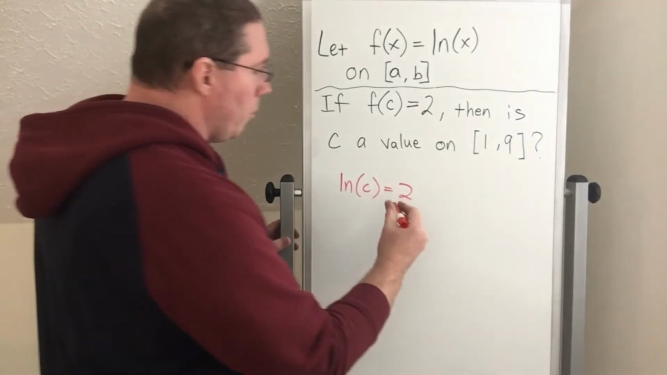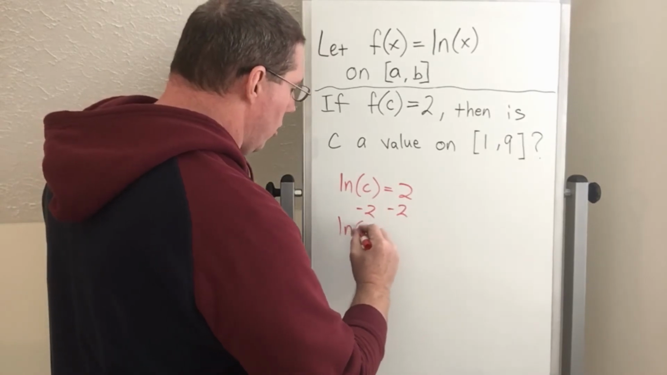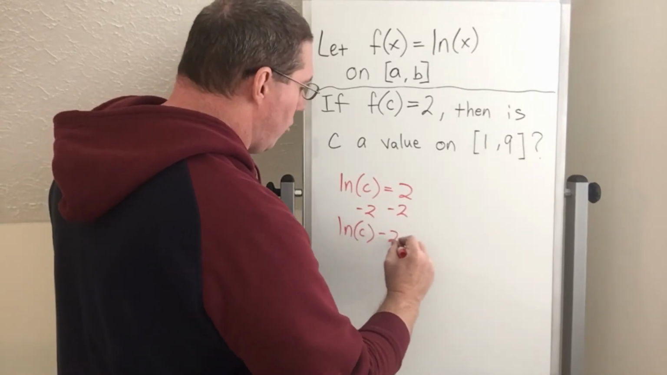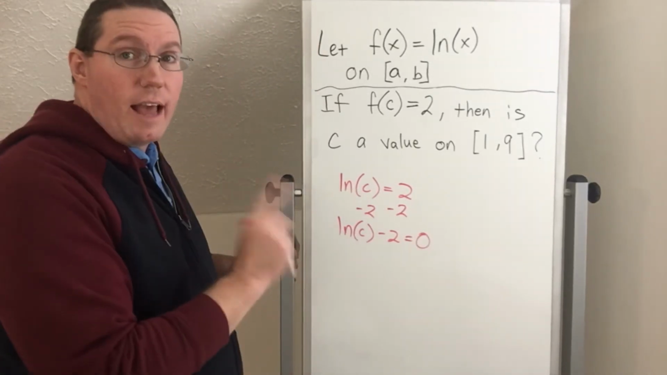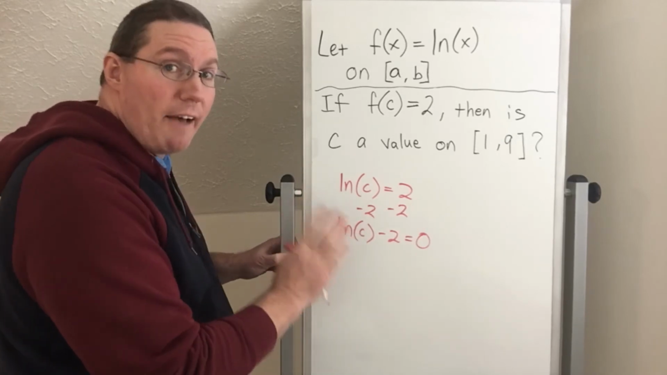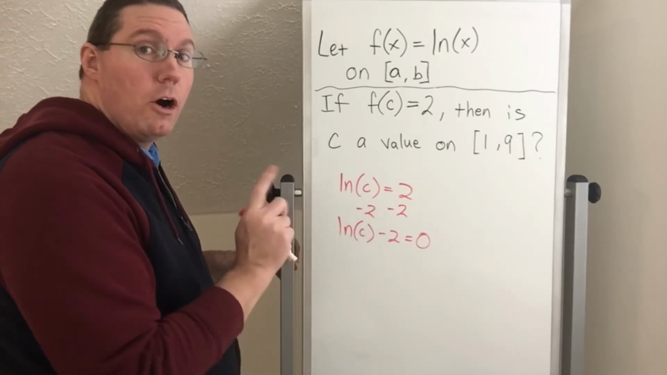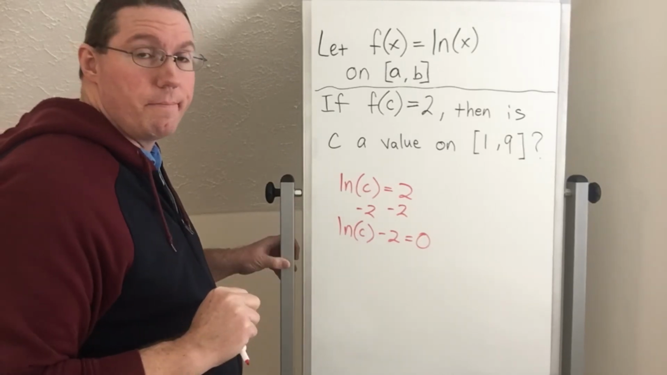But for now, what we're going to do is subtract 2 from both sides. We're now going to have the natural log of c minus 2 is equal to 0. Now, when we put this in Desmos or in a graphing calculator, instead of putting c here, we're going to have to put in x, okay? All right, so let's jump over to Desmos, and we'll solve this.